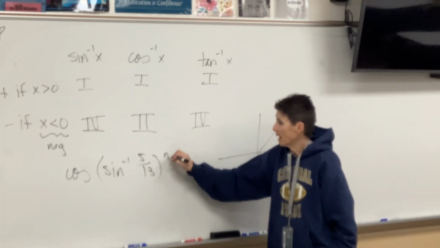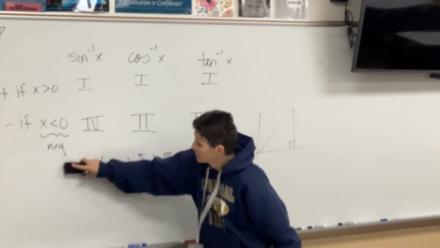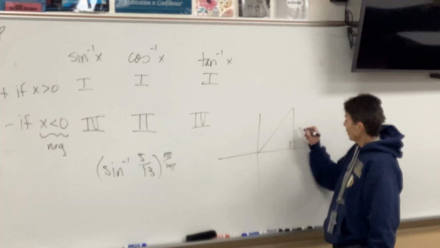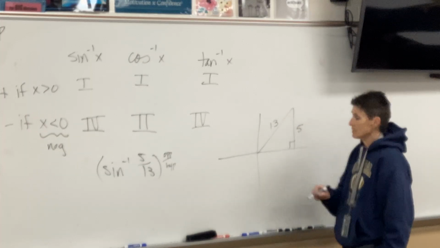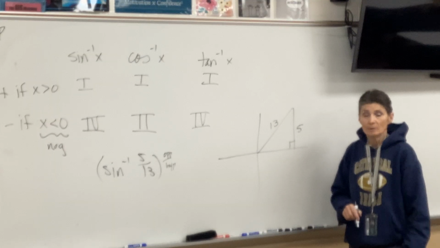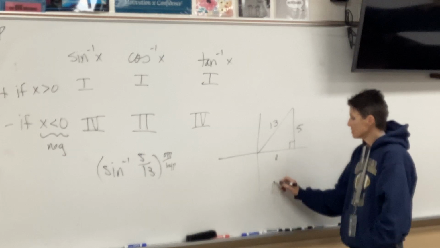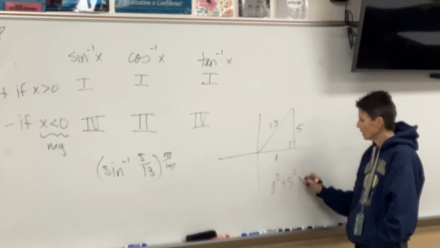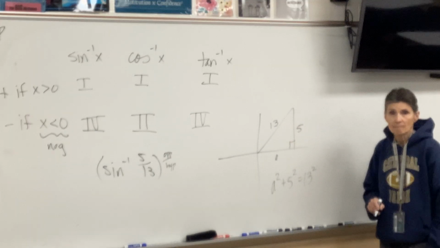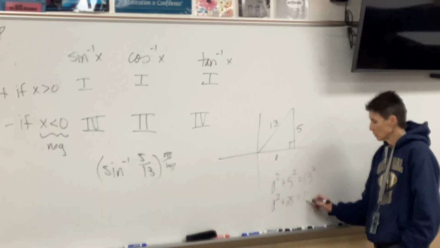Sine is opposite over hypotenuse. Okay, I'm not looking at that right now. This is what I'm doing, the parentheses. So opposite over hypotenuse. Now what? Look, what did I do last time? Pythagorean theorem. So a squared plus 5 squared equals 13 squared. So a squared plus 25 equals 169.